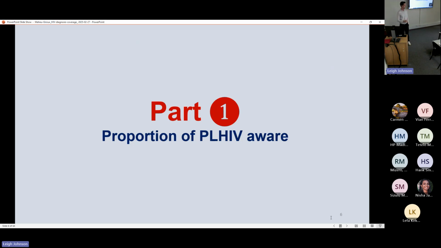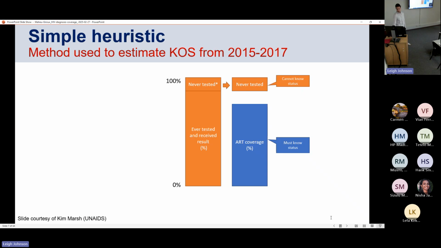So the first part of the presentation now is some work we've done to estimate the proportion of people living with HIV who are aware in settings where you have biobehavioral surveillance, so no case-based surveillance. As we know, in 2014, UNAIDS put forward its 90-90-90 objective. And at that time, they also needed to have estimates of knowledge of status.